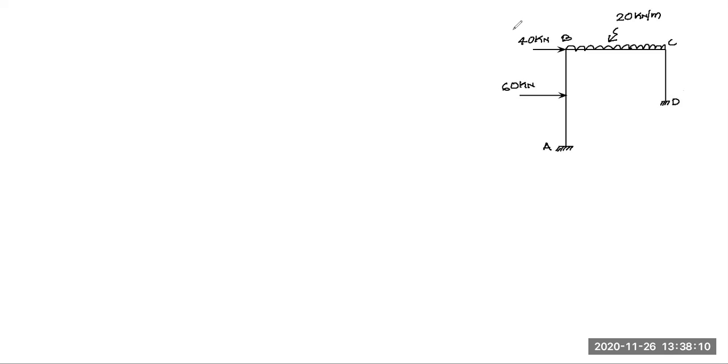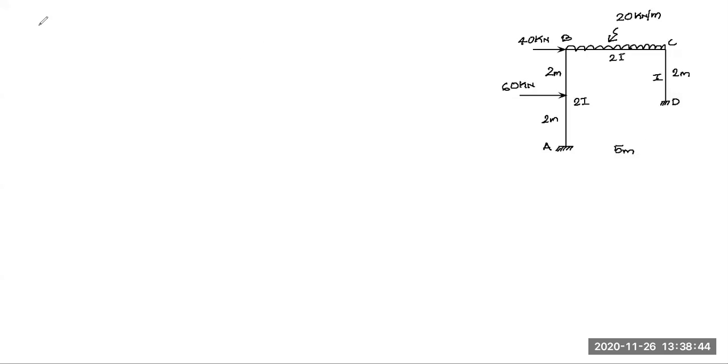I hope you are able to see the screen and the audio is audible. Distances are 2 meter, 2 meter. This has a moment of inertia of 2I. Here also the moment of inertia is 2I, and for this it is I, and this is 2 meters. Member BC is 5 meters, so this distance is 5 meter.